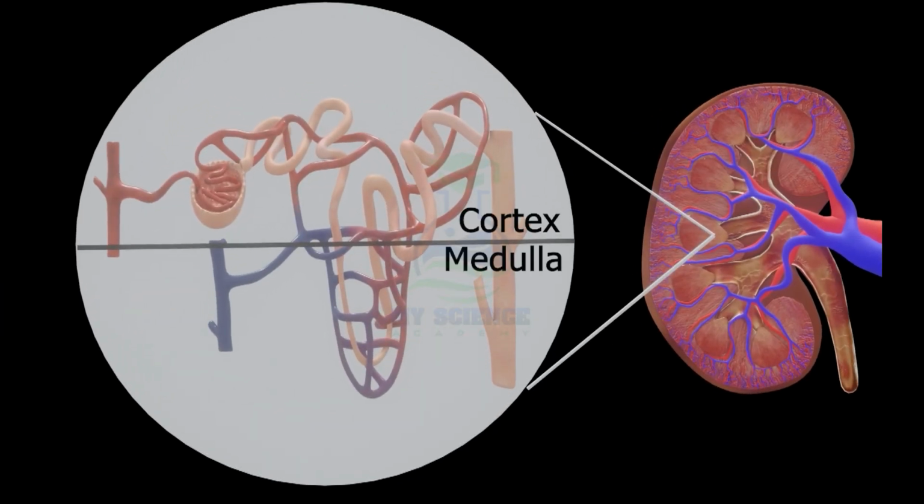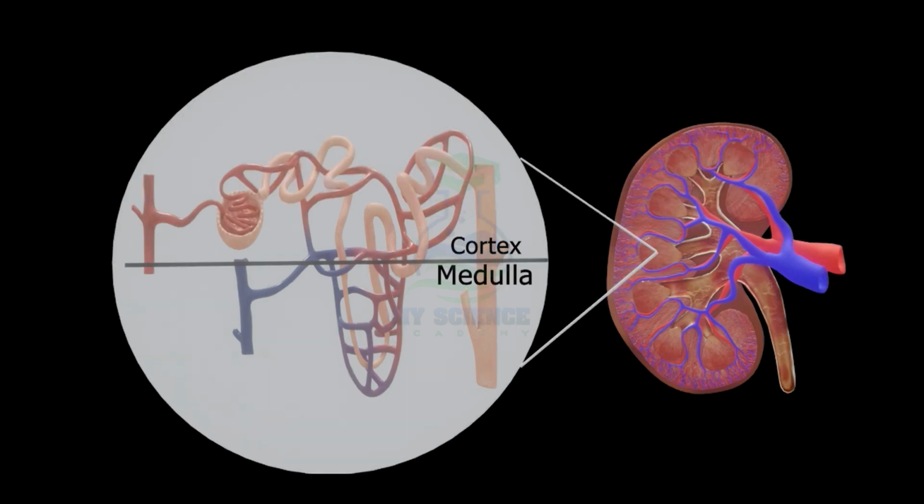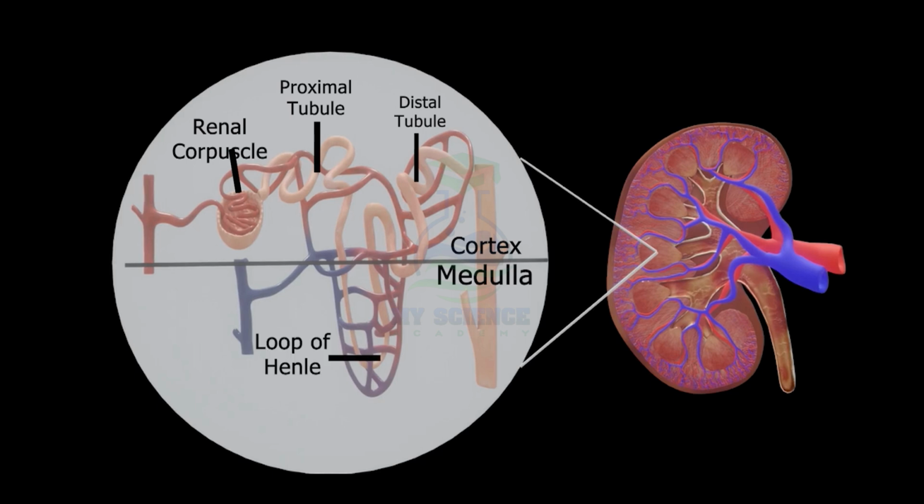With the help of this diagram, you can clearly understand that the parts of the nephron present in the cortex of the kidney are the renal corpuscle, proximal tubule, and distal tubule, while the remaining parts of the nephron present in the medulla are the loop of Henle and collecting duct.